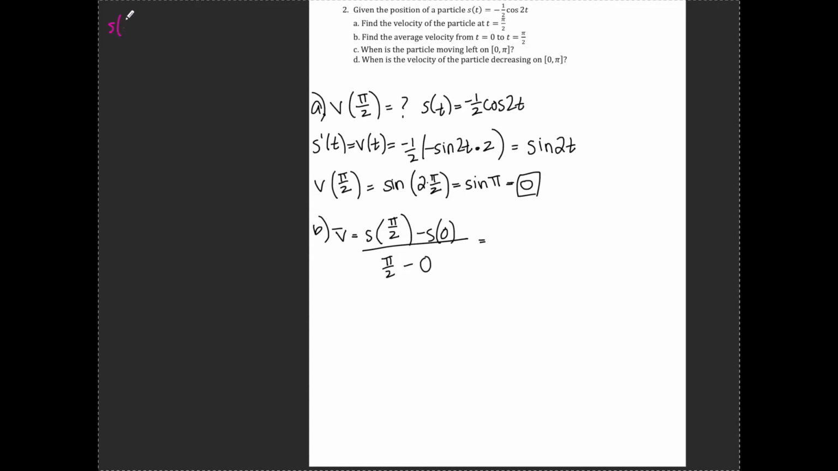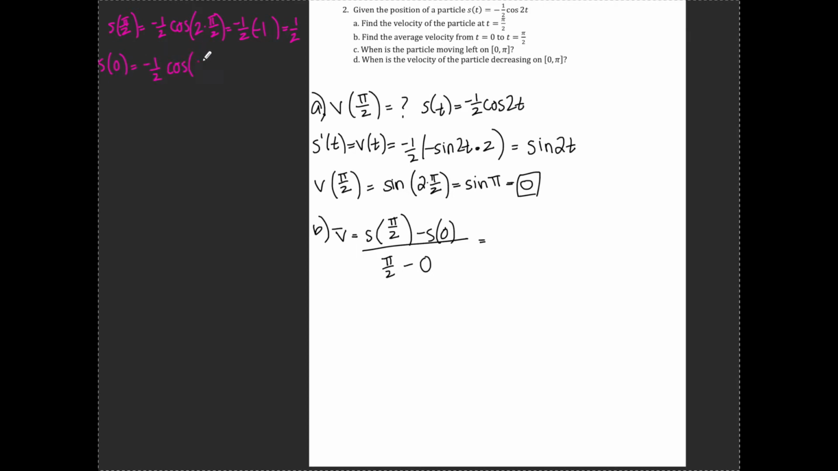So if I do s of pi over 2, that is negative 1/2 times cosine of 2 times pi over 2. So that's negative 1/2 times, the 2's cancel out. Cosine of pi is negative 1, so I end up with positive 1/2.